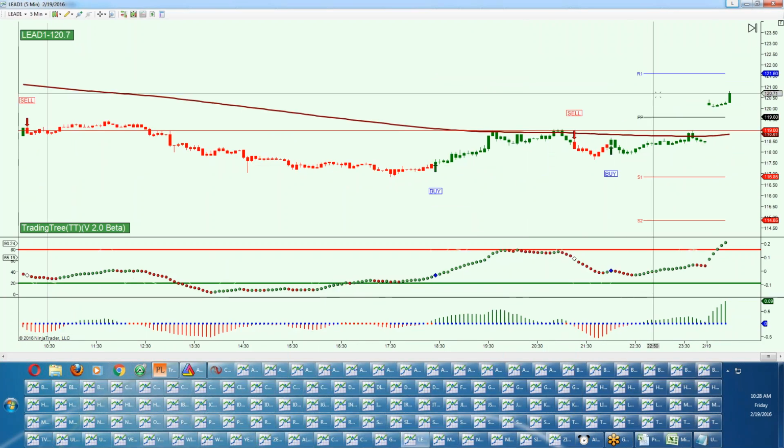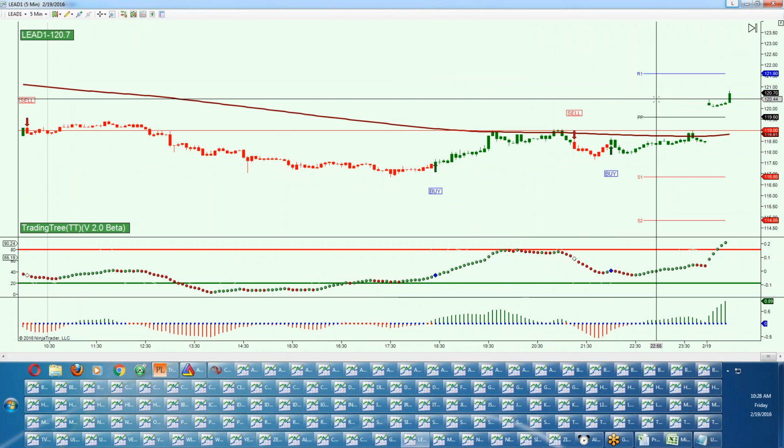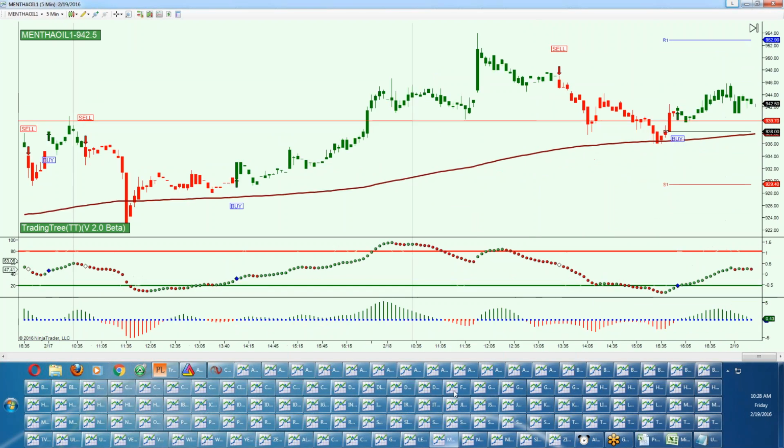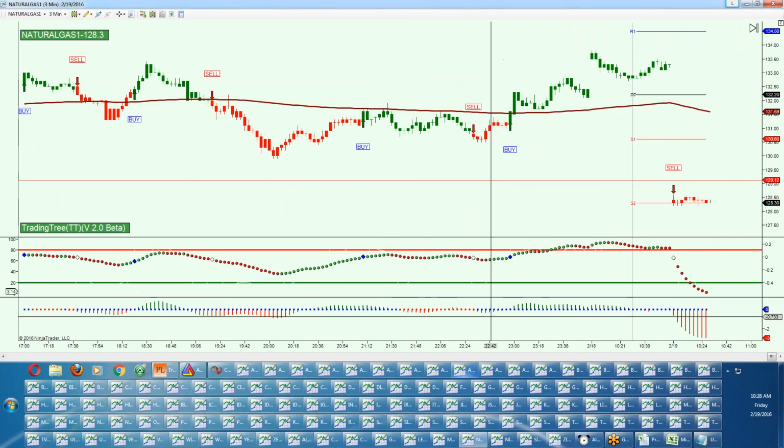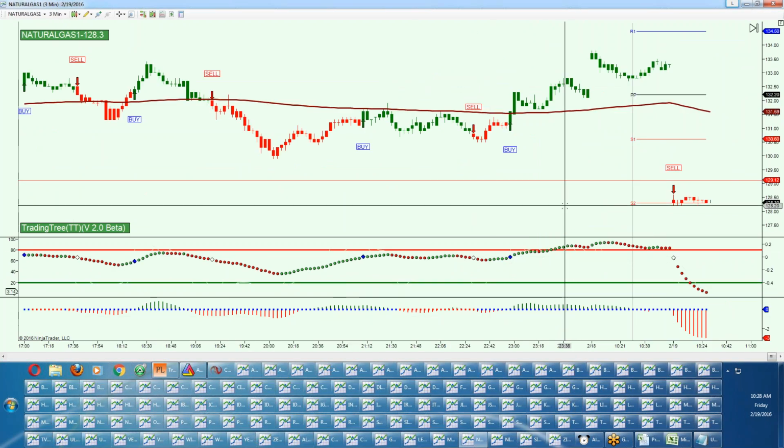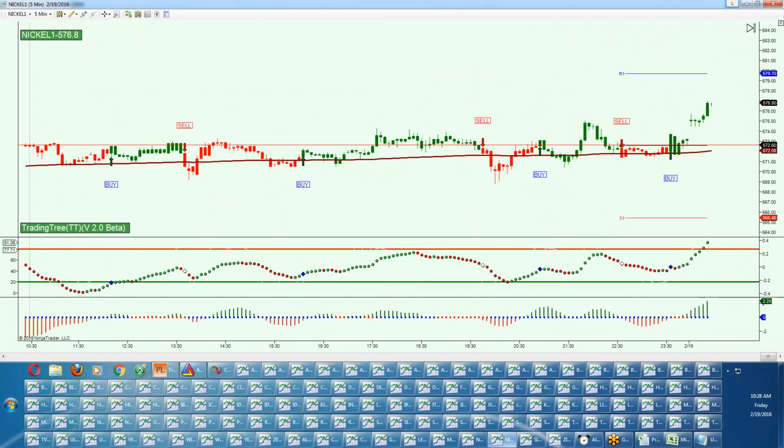Lead is already up. That is your entry price, 120.50. Mentha oil, you can enter here, 964. Natural gas, you can short it now, 128. Nickel has already gone up. I think we should have observed this. 575.80 is your entry.